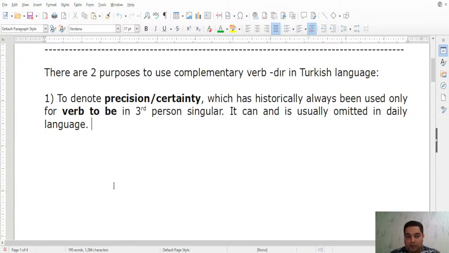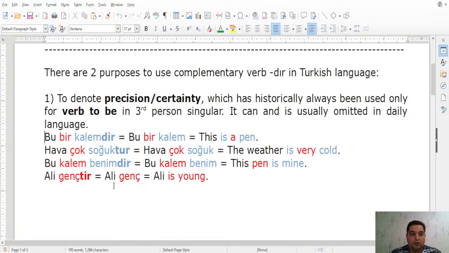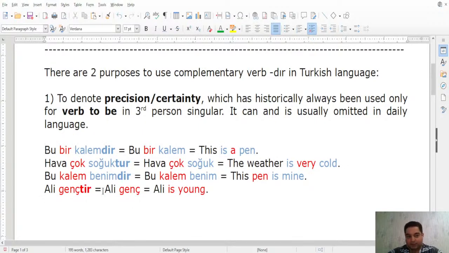So let's look at the examples. Look at the four examples here. The first example, bu bir kalemdir, is exactly the same as the second one, bu bir kalem, which means basically this is a pen. What is the purpose of using this dir? It's basically certainty, precision, that yes, this is happening. This is my pen.